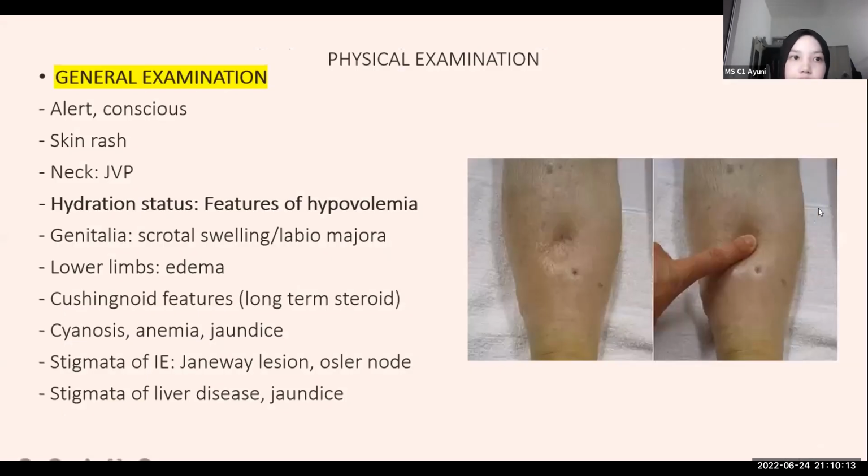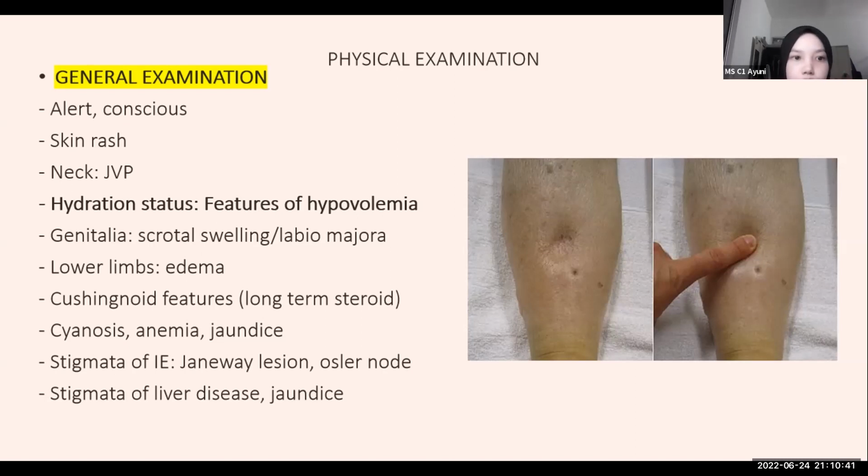Okay, next is physical examination. Generally, we have to assess whether the patient is alert, conscious, or in any distress. If there is any skin rash, check for any JVP at the neck, which may be raised in a patient with nephritic syndrome. Check for hydration status, features of hypovolemia, for example, whether the periphery is warm or cold, the CRT, whether the patient is anemic or not.